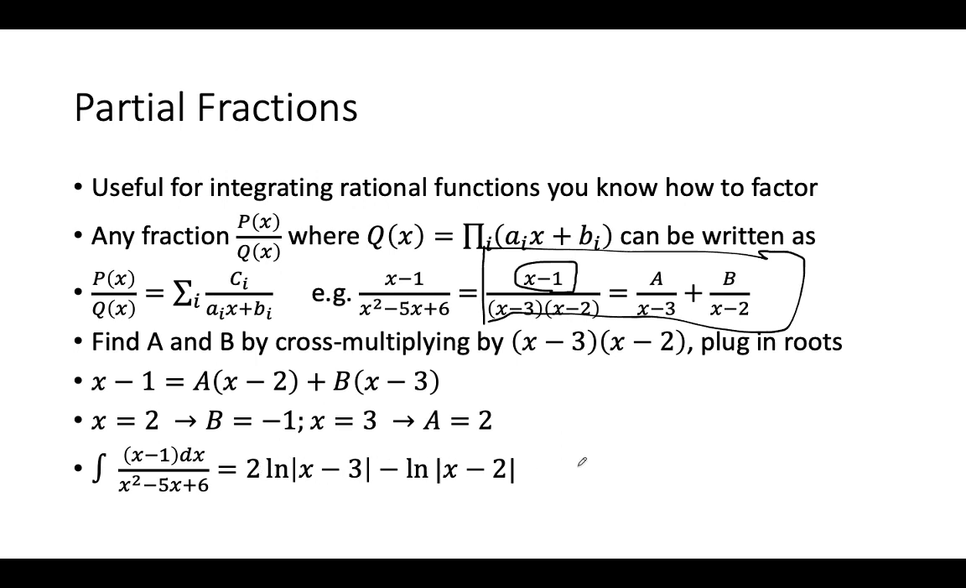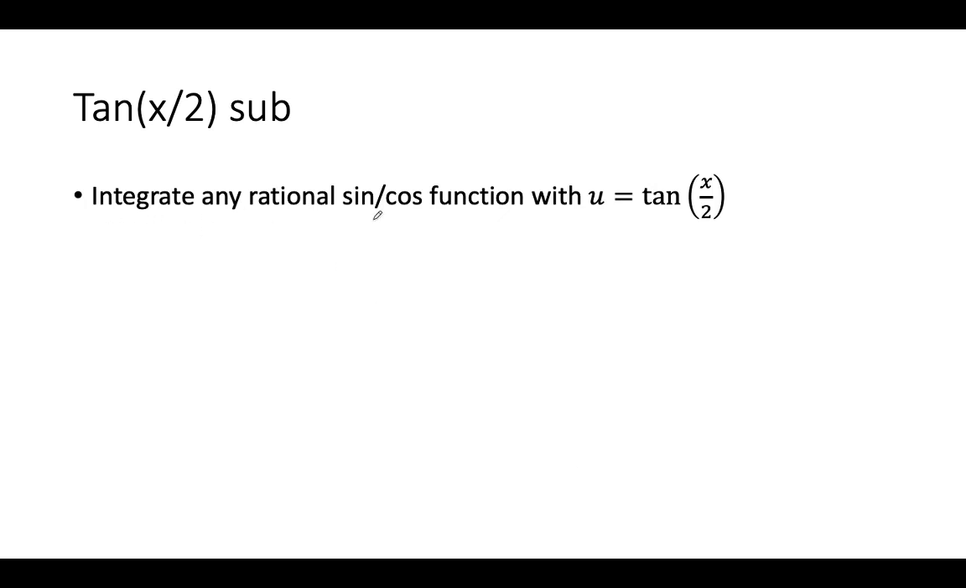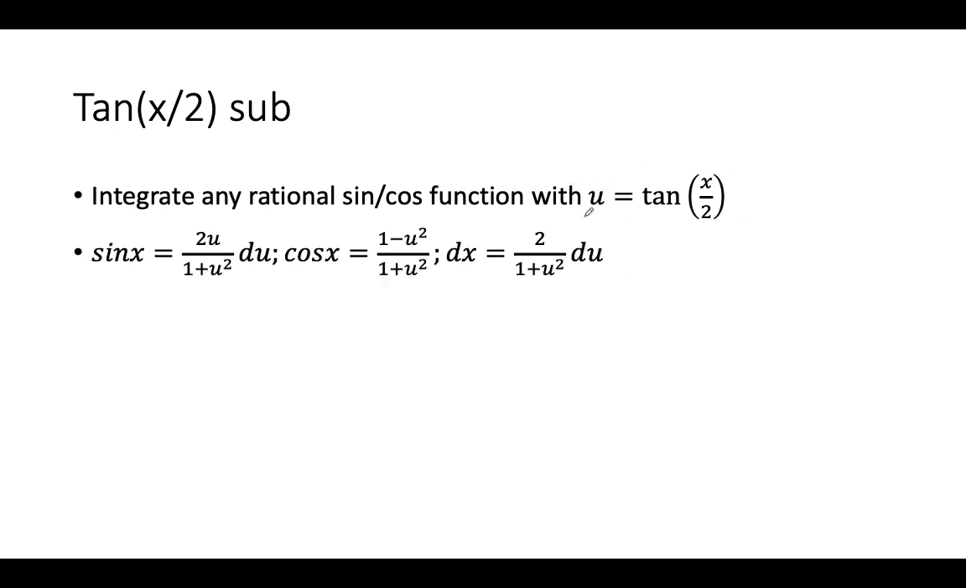Partial fractions, super easy. Next thing we're going to do is an application of partial fractions called a tan x over 2 sub. So this can integrate any rational sine or cosine function. A substitution you make is u equals tan of x over 2, which is a super non-obvious substitution, but it's useful because sine of x here is 2u over 1 plus u squared. Cos x is 1 minus u squared over 1 plus u squared, and dx is 2 over 1 plus u squared du. And you can derive these yourself if you like. It takes quite a lot of algebra, so I'm not going to go through it, but you can.